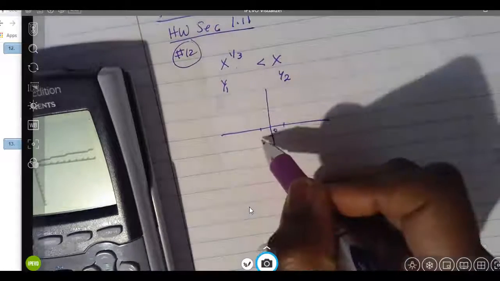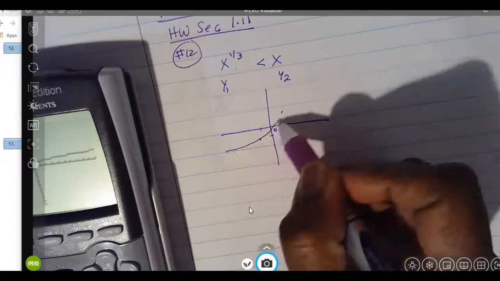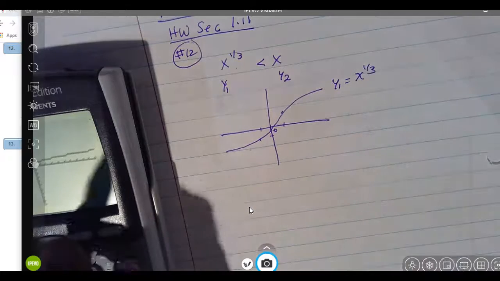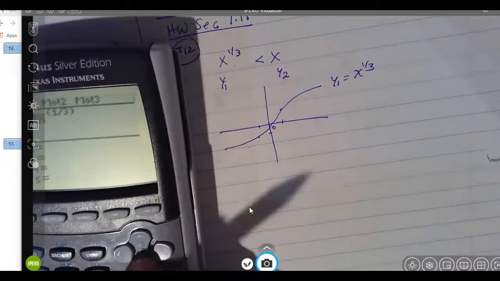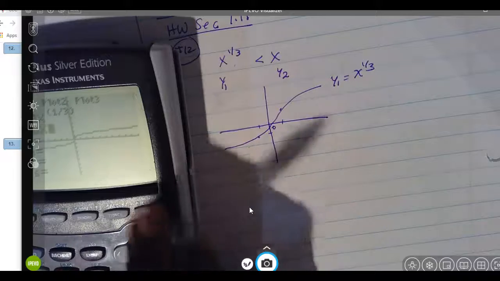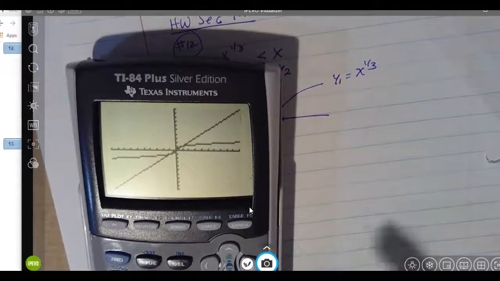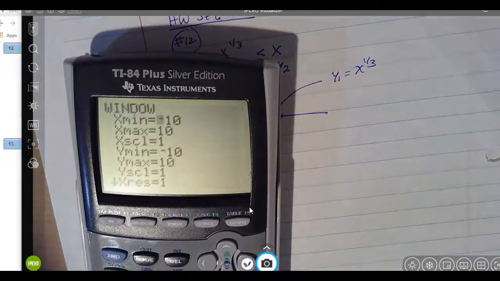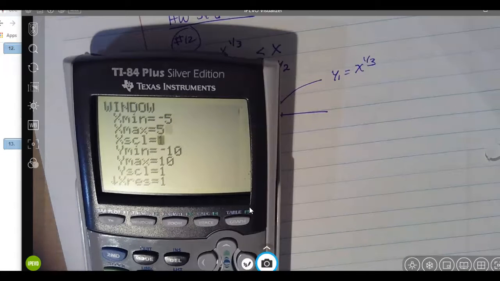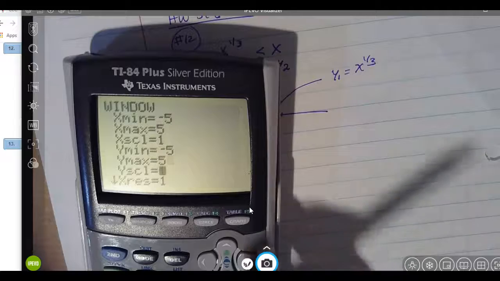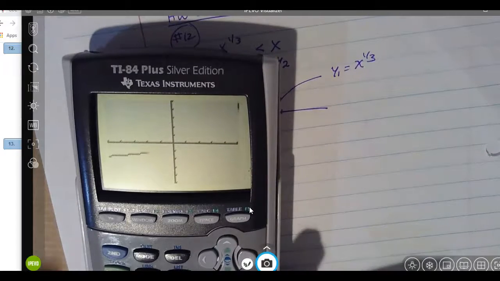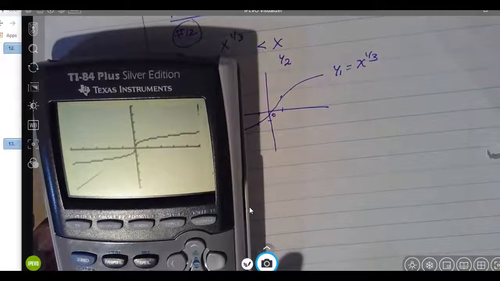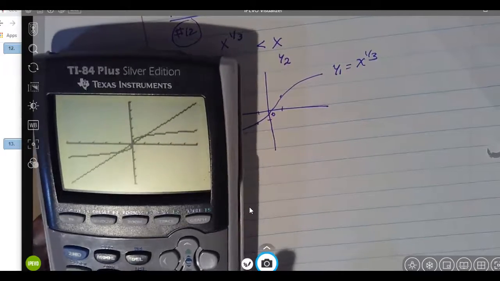Okay, so I'm going to draw a rough sketch here. So this is y1 equals x to the 1/3. Now when you do the second equation, it's y equals x. What you want to pay attention to is what's going on over here. So we're going to change the window a little bit. So we go from -5 to 5, so we can just get a little bit closer to see what's happening. So there's x to the 1/3, and there's y equals x.